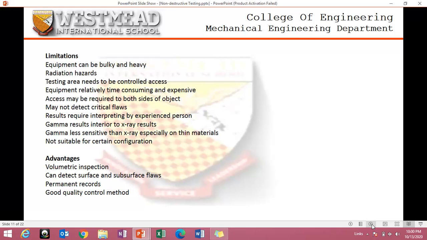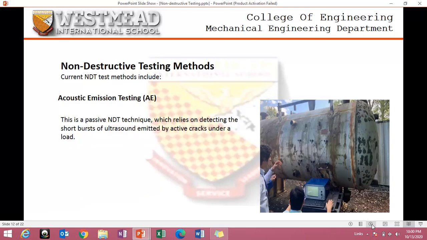Other non-destructive testing methods are acoustic emission testing, or AE. This is a passive non-destructive testing technique which relies on detecting the short bursts of ultrasound emitted by active cracks under a load.